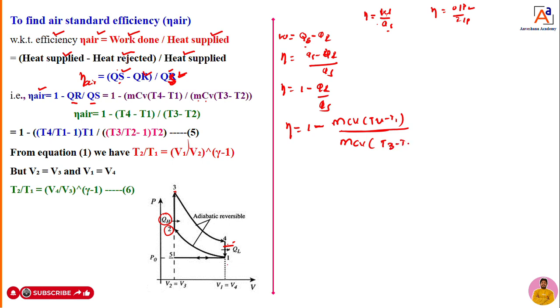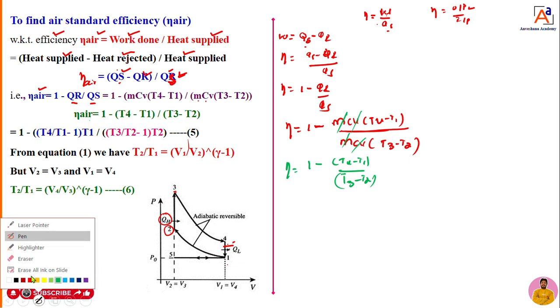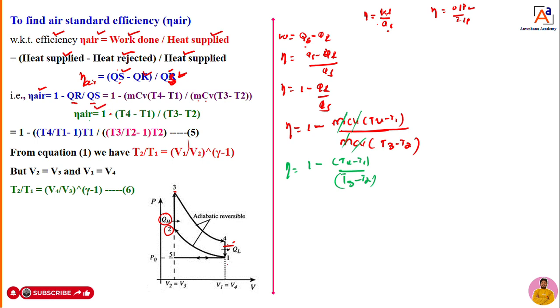Then one thing you have to see here: both m get cancelled, Cv will get cancelled. So we get efficiency equal to 1 minus (T4 minus T1) divided by (T3 minus T2). The same thing I have written out. So the efficiency of an air standard cycle, that is the Otto cycle, is equal to 1 minus (T4 minus T1) divided by (T3 minus T2), that I have written here.